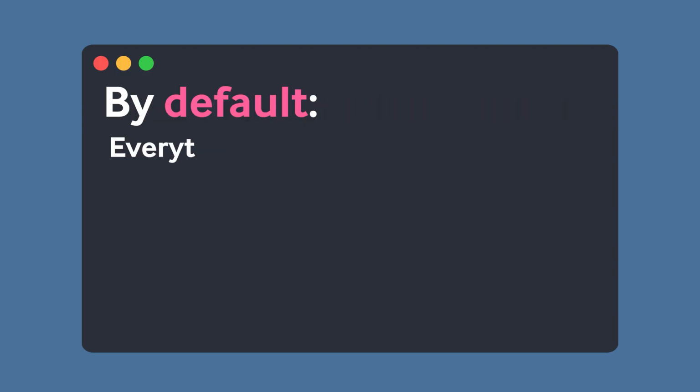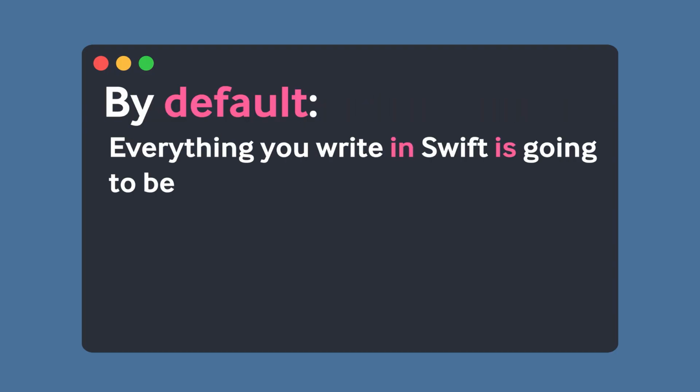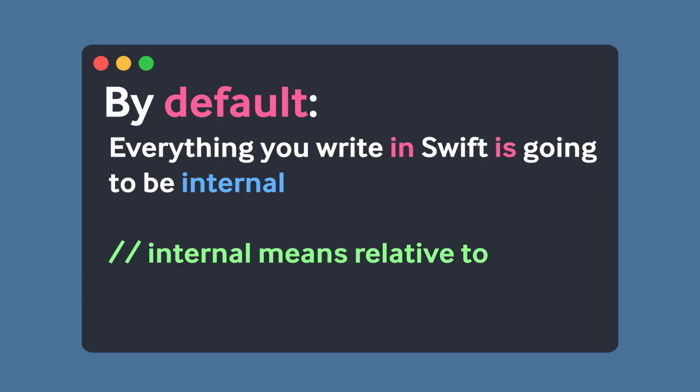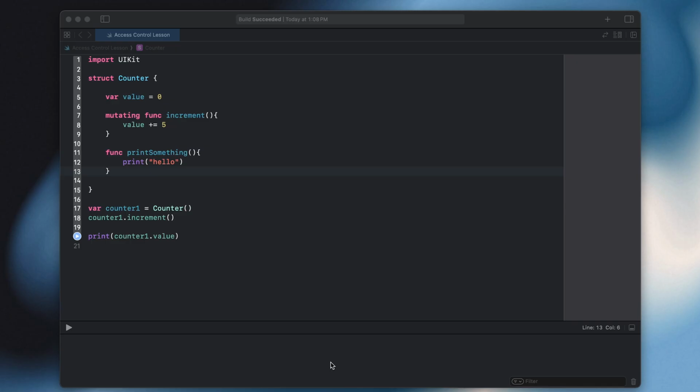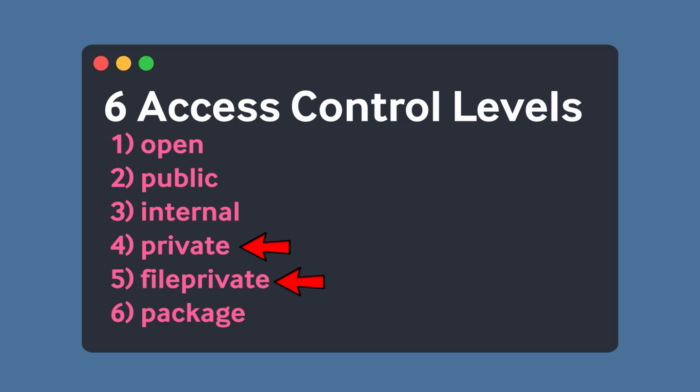By default, anything you write in Swift is going to be internal. It is internal relative to the app or project that you are currently in. This struct, for example, is internal. We can use it in this playground whenever we want, but if we create a new playground or a new project, then we can't access the struct. It is internal to this project and this project only. So, like I mentioned, what we're going to be covering today is private and file private.